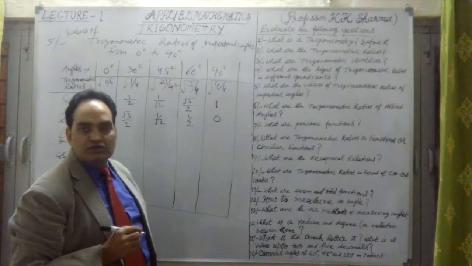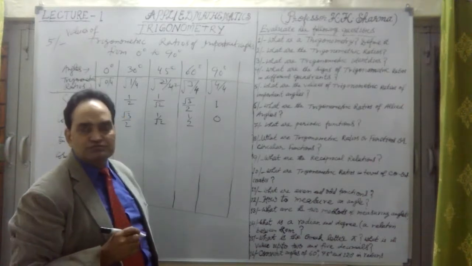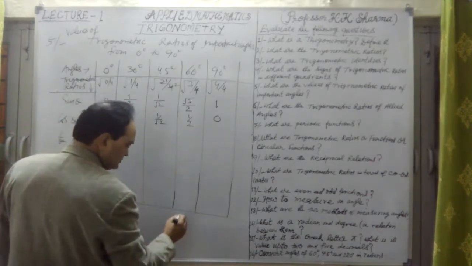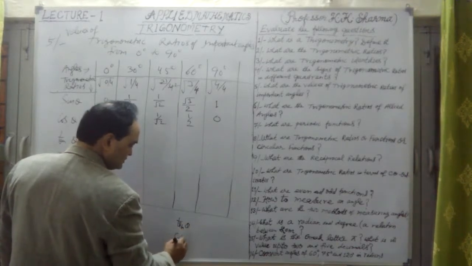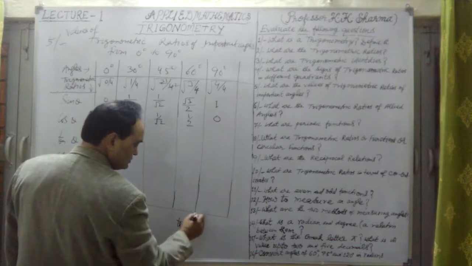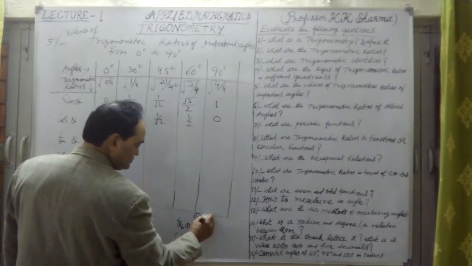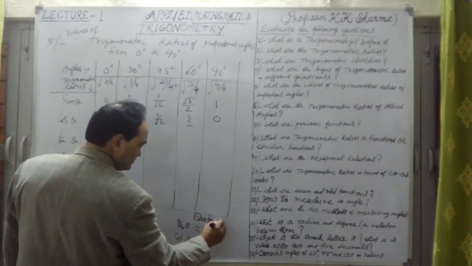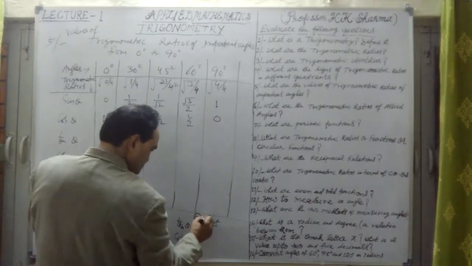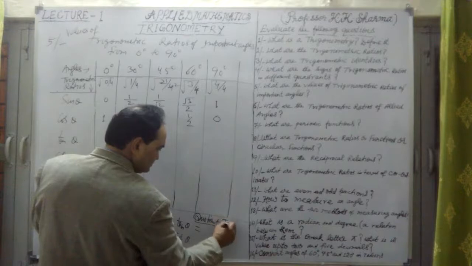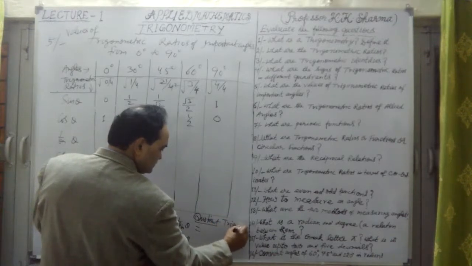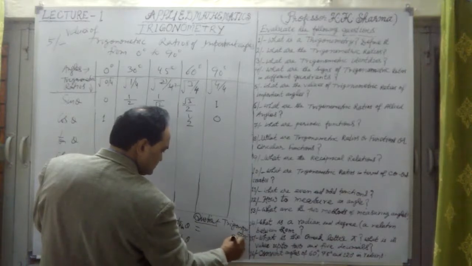Now we just calculated the ratios. What are the quotient ratios? Tangent is a quotient ratio. Cot is a quotient ratio. Quotient trigonometric ratios. So these are known as quotient trigonometric ratios.